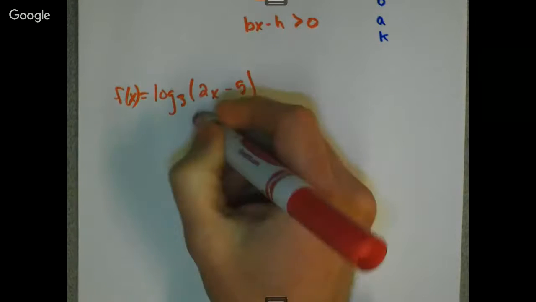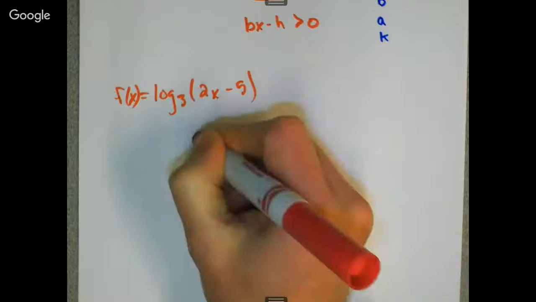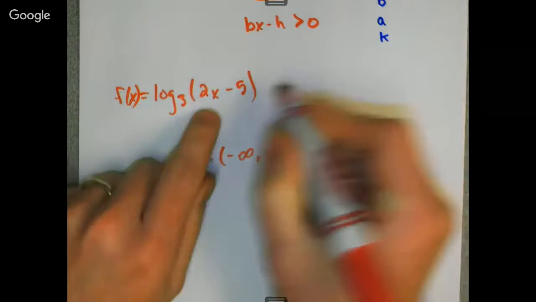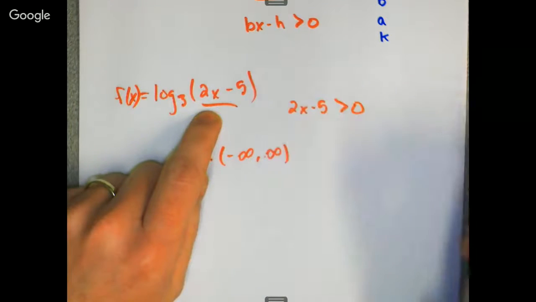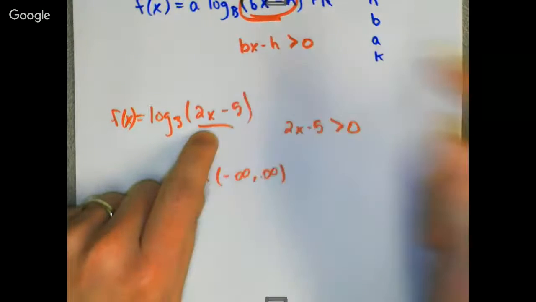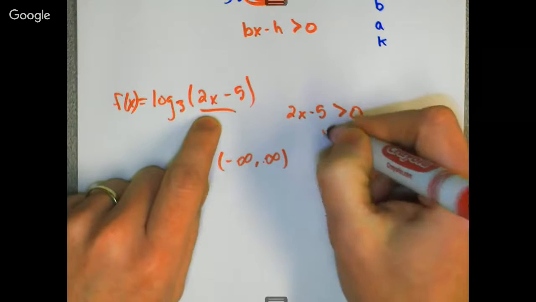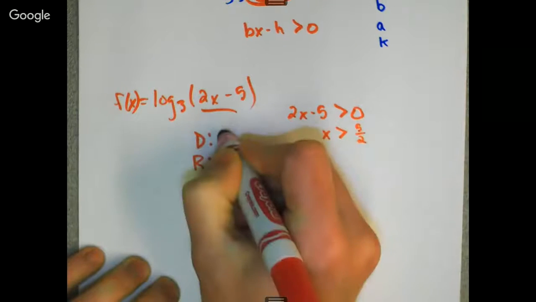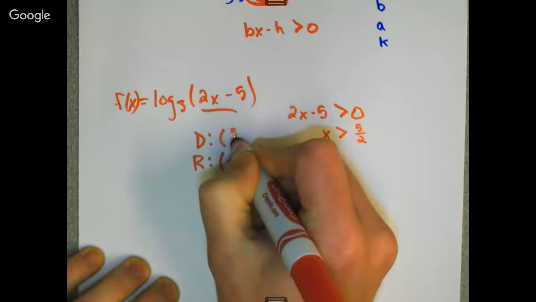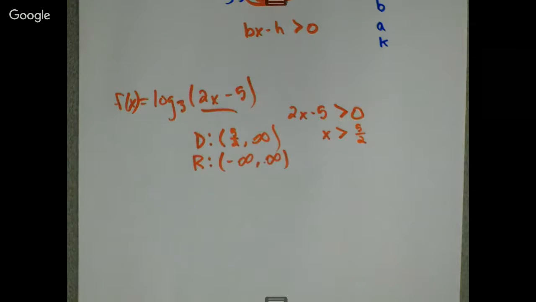But I want to find the domain. I know the range is negative infinity to infinity, but I want to know the domain. Well, we're going to take this here in parentheses. 2x minus 5 has to be bigger than 0 by definition. So then we'll add 5 and divide by 2. So x is greater than 5 over 2. So then we have 5 over 2 comma infinity as my domain. And that's how we get it. A little bit easier than the exponential.